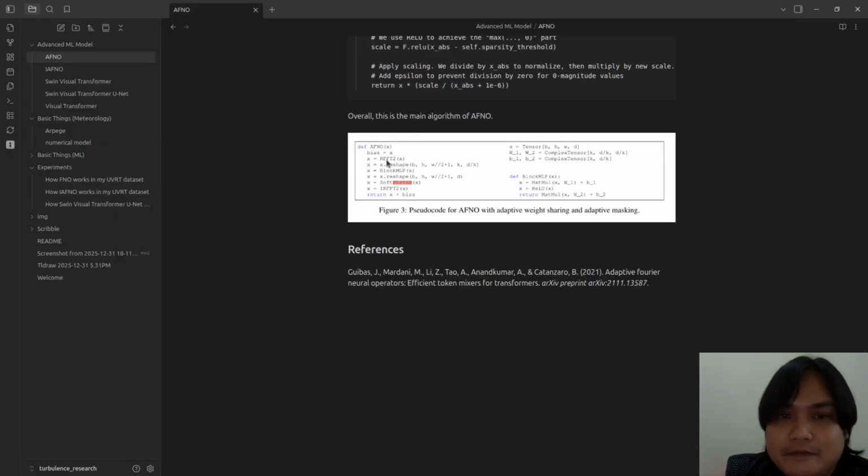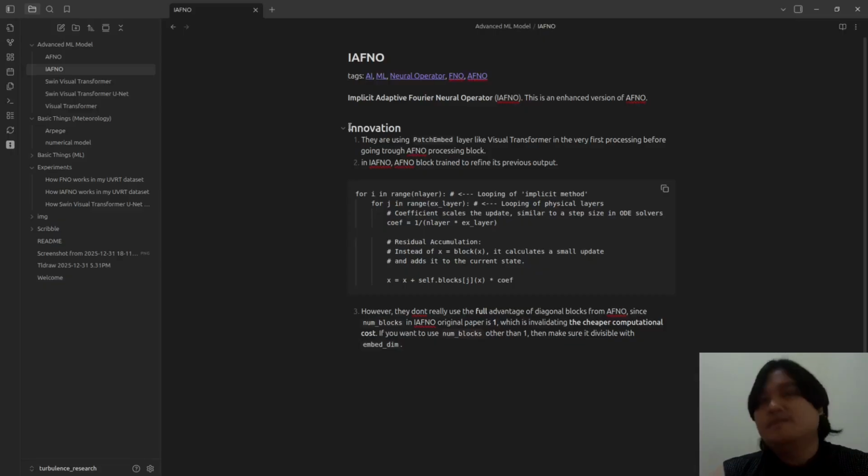So first we do the FFT and then reshape, and then we do a matrix multiplication in the block MLP in here, and then reshape again, and then do the shrinkage, and then the inverse FFT, and then add the bias like this. So yeah, it's not that hard. And for IAFNO now, IAFNO is the innovation or the enhanced version of the AFNO.